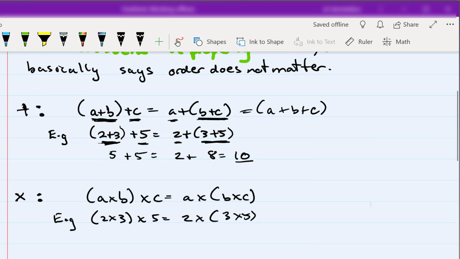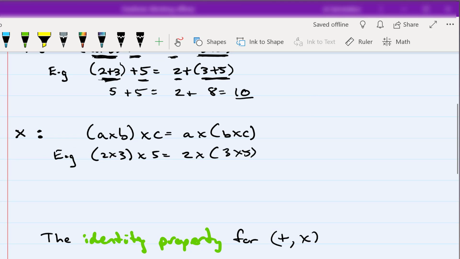Now if I go to multiplication, this is saying that A times B, in parentheses, multiplied by C, is the same as A times, and then in parentheses B times C. For example, 2 times 3, and then I multiply that by 5, is going to be the same as 2 multiplied by 3 times 5.